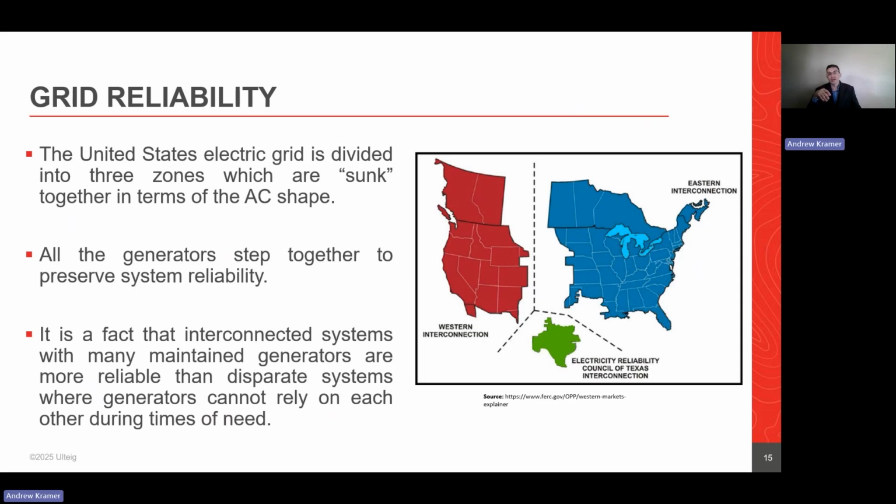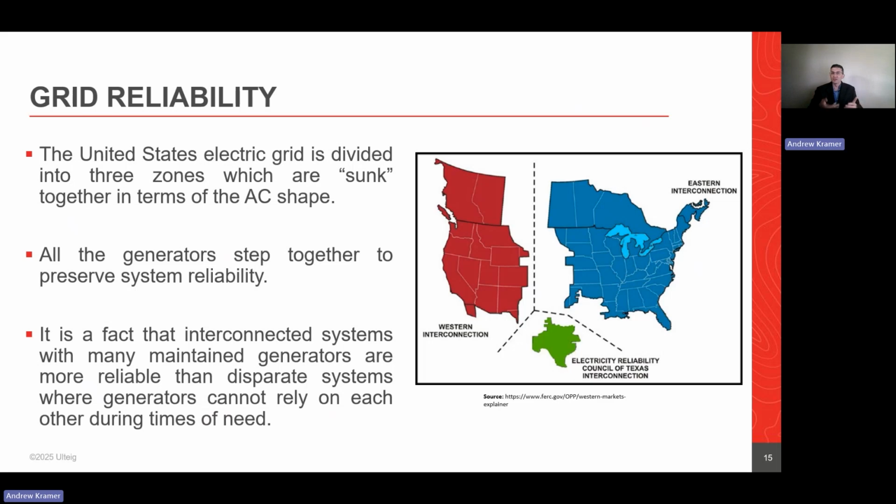And then finally, we have parts of Texas, which is ERCOT, or the Electricity Reliability Council of Texas interconnection. All the generators in these regions step together. You can think of them all working together in sync to preserve system reliability. It is a fact that interconnected systems with many maintained generators are more reliable than disparate systems where generators cannot rely on each other during times of need.